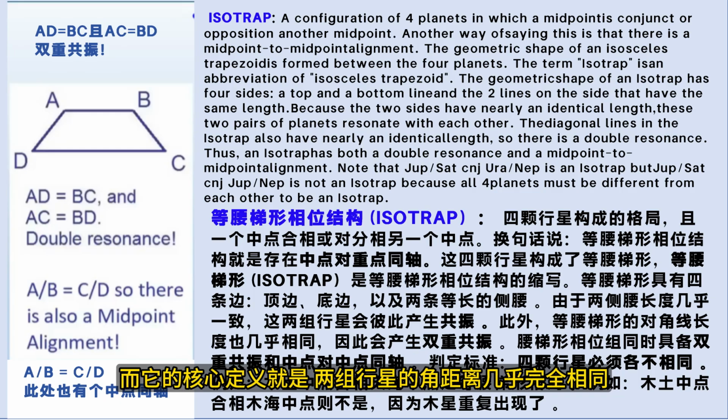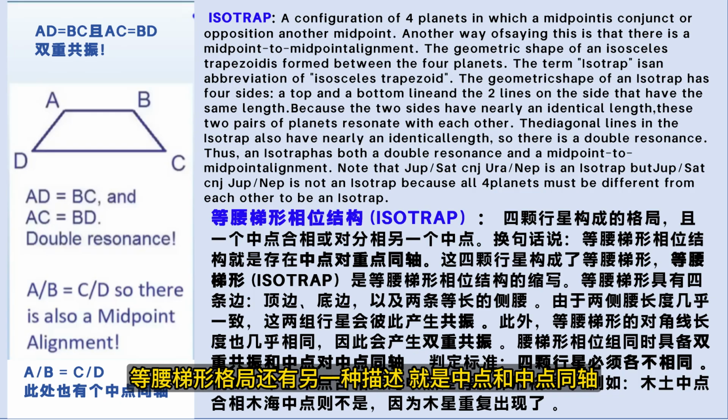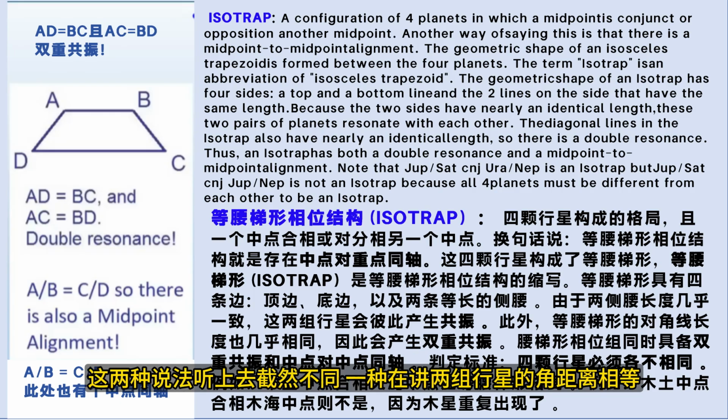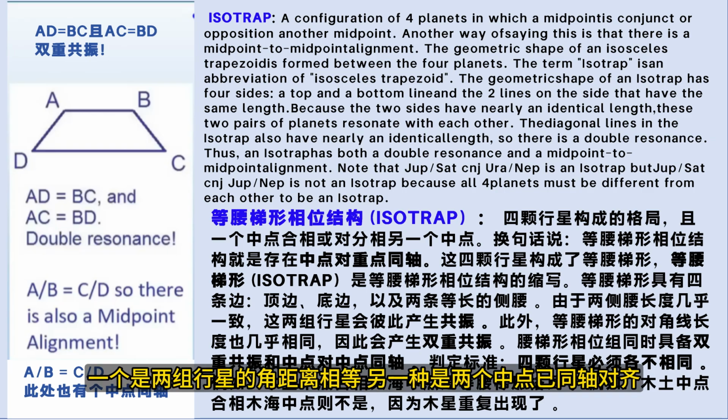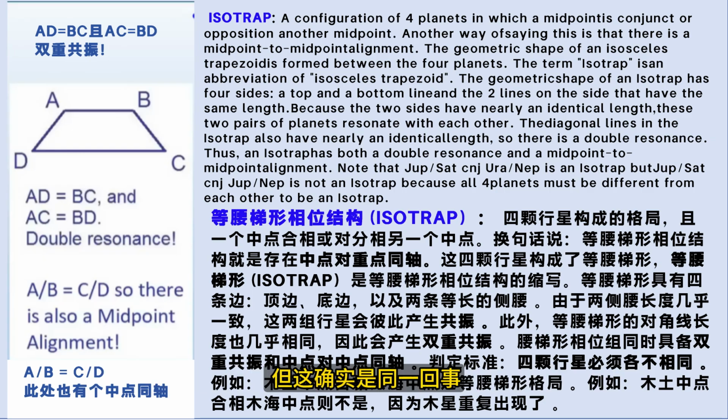Another description of an isotrap is that it's a midpoint to midpoint alignment. It sounds like two completely different descriptions. One is talking about angular distances being the same. Another is talking about midpoints being aligned. That sounds like two completely different things. But it's actually the same identical thing.